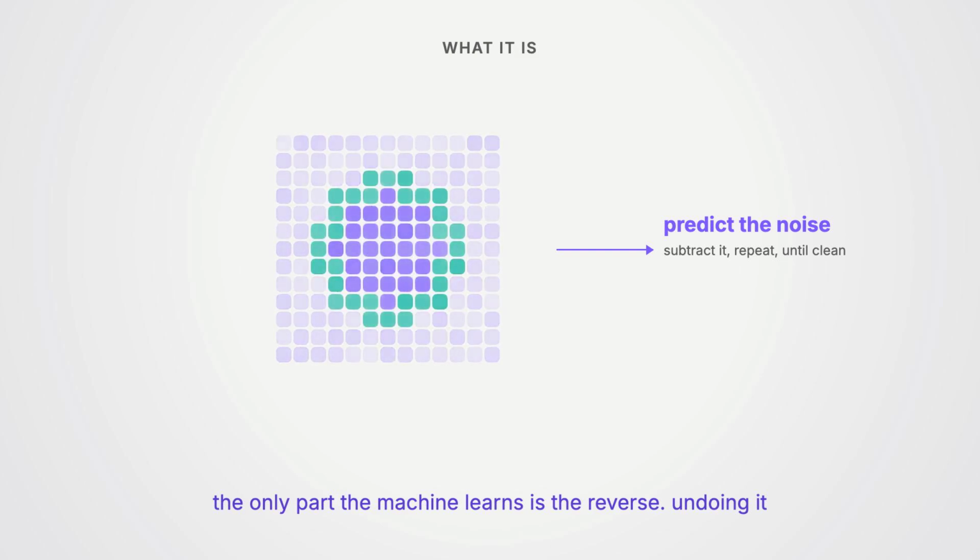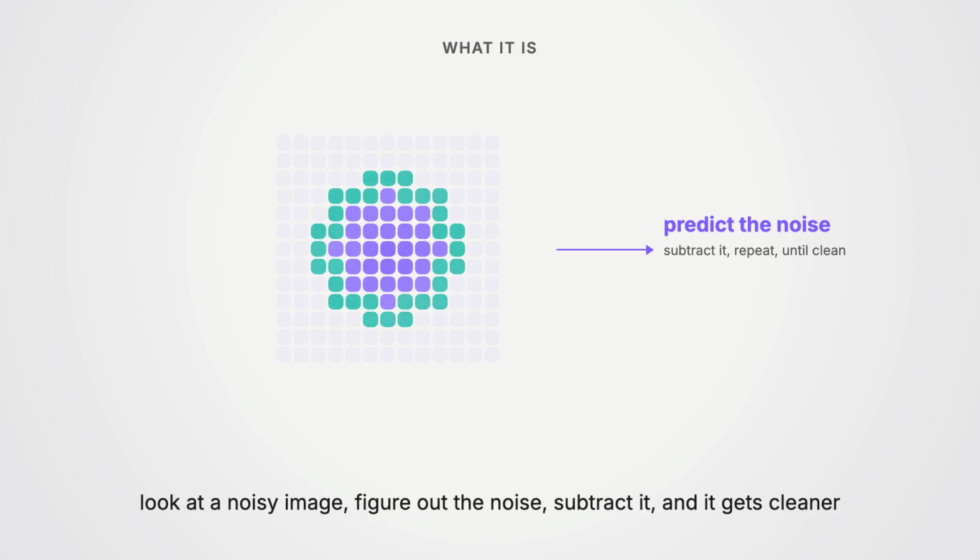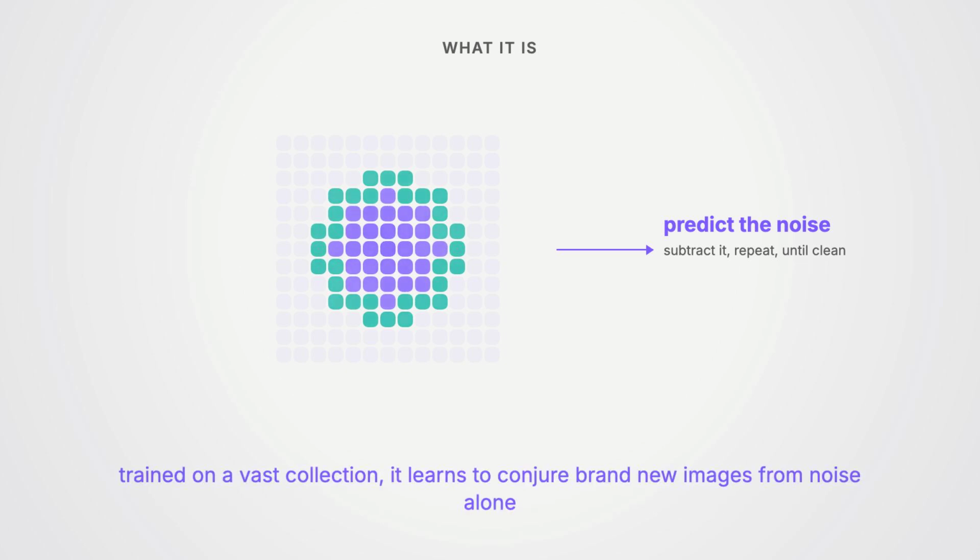The model is trained to look at a noisy image and figure out what noise is in it, so that noise can be subtracted and the image gets a little cleaner. Do that enough times, and you can start from total static and walk backwards all the way to a clean image. Train it on a vast collection of pictures, and it does not just clean up one photo. It learns to conjure brand new ones out of noise alone.